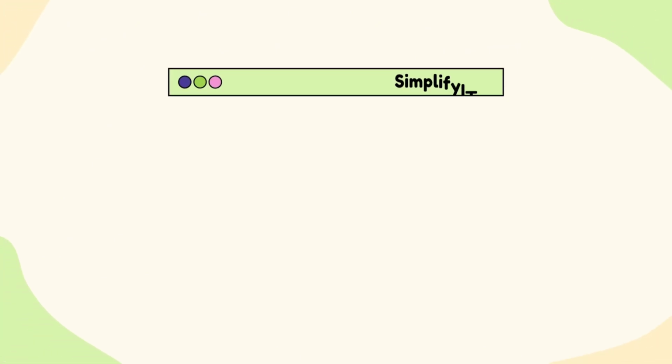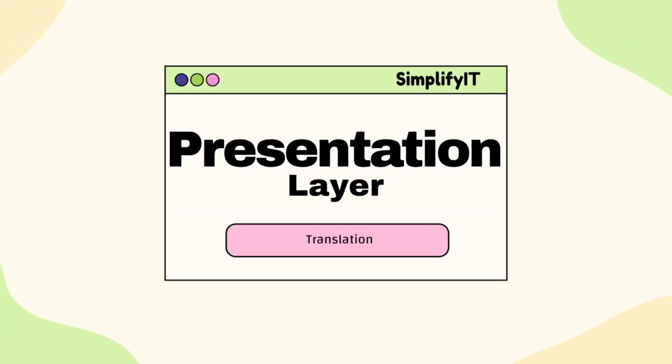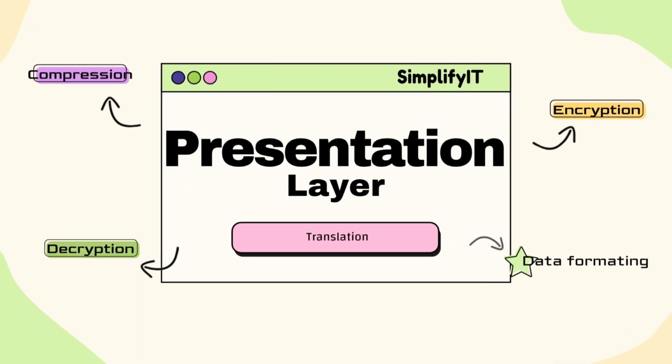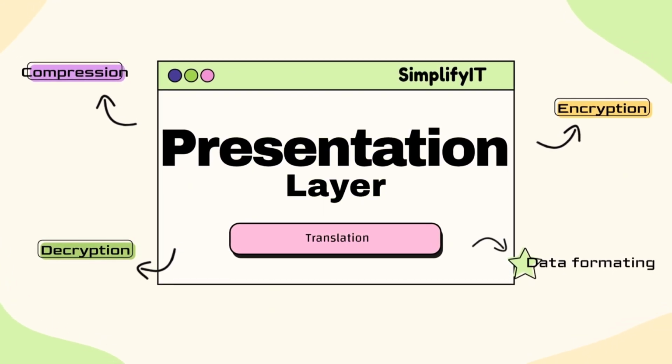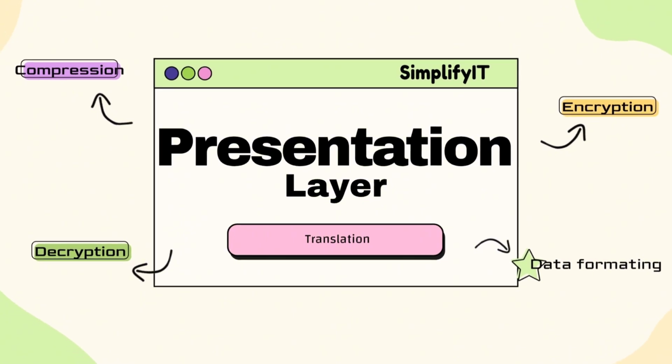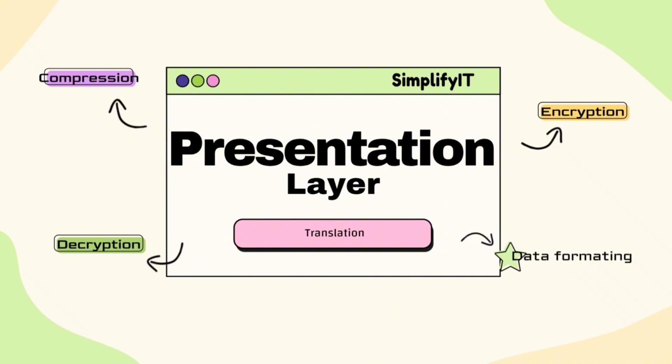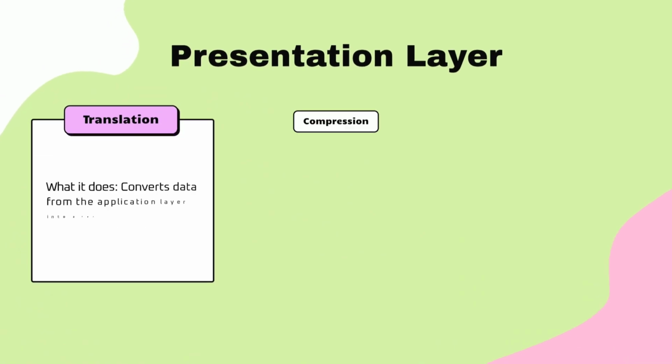The presentation layer is the sixth layer, layer 6, in the OSI model. It acts as a translator between the application and the network, ensuring that data is presented in a readable format for both the sender and receiver. Functions of the presentation layer: translation.